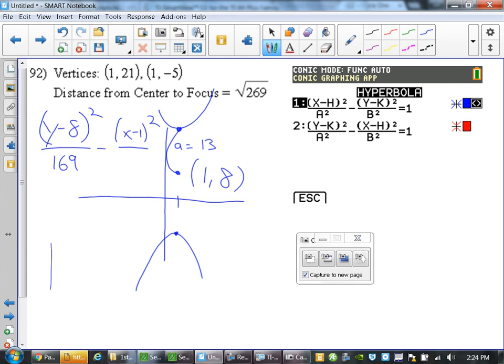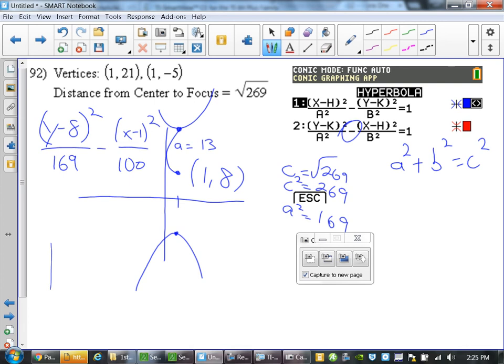We know that our c value is the square root of 269. That means c squared is 269. Our a squared was 169. So what's b squared? Well, it's 100, because remember, since this is a subtraction, a squared plus b squared is c squared.